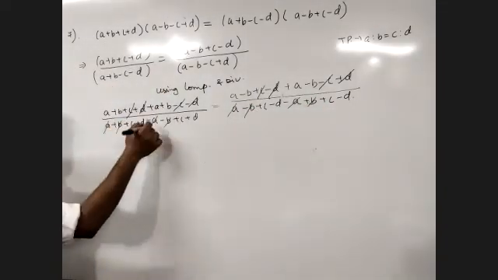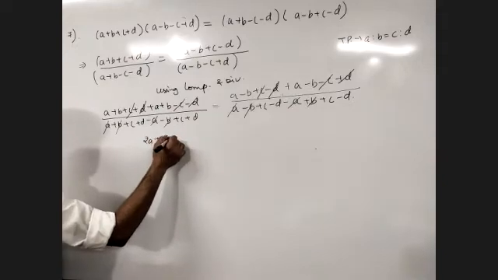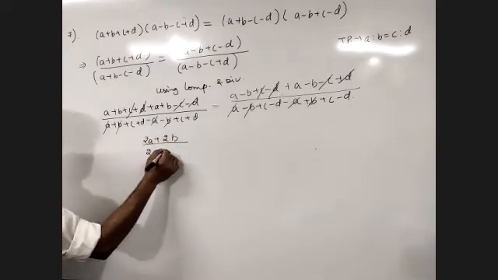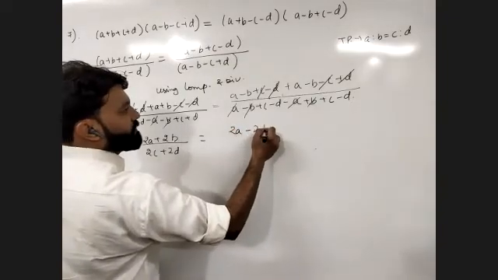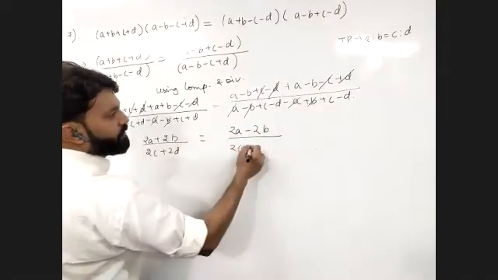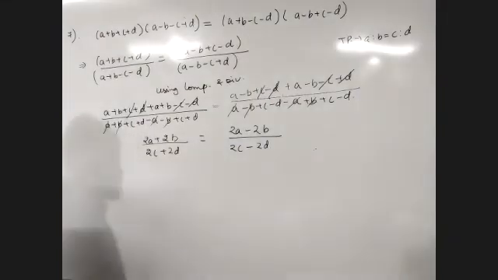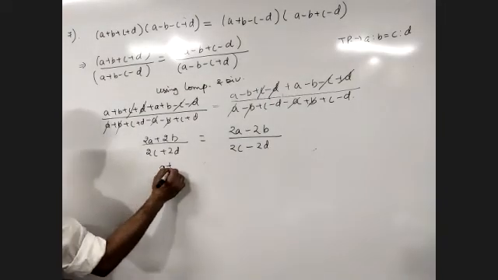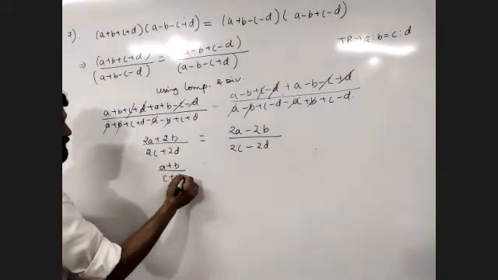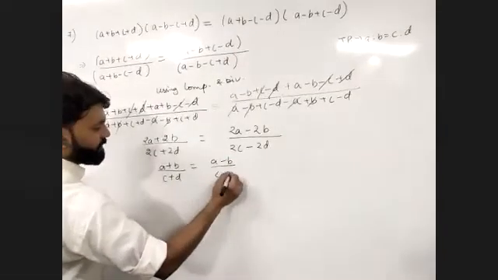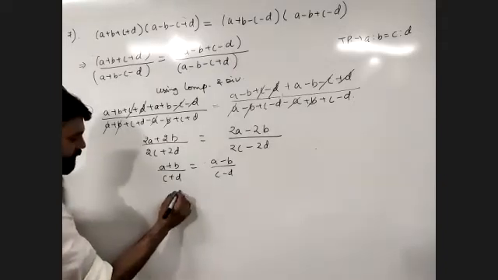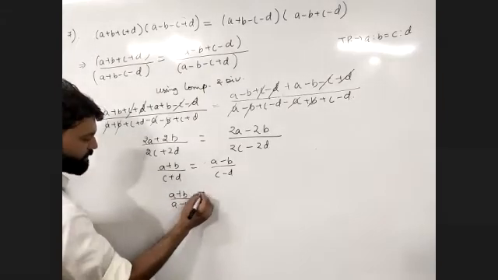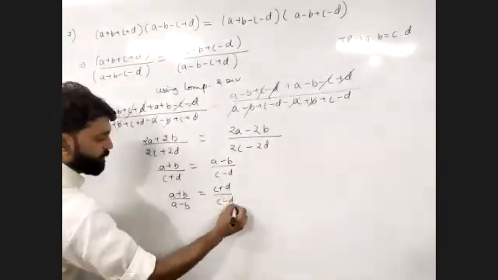So this is 2a plus 2b upon 2c plus 2d equal to 2a minus 2b upon 2c minus 2d. 2 throughout common आकर cancel होगा पहले. a plus b c plus d, a minus b c minus d. Now alternate those. a plus b upon a minus b, c plus d upon c minus d.